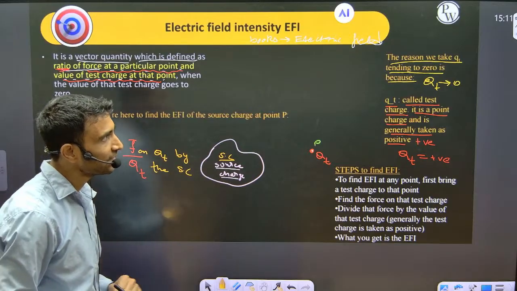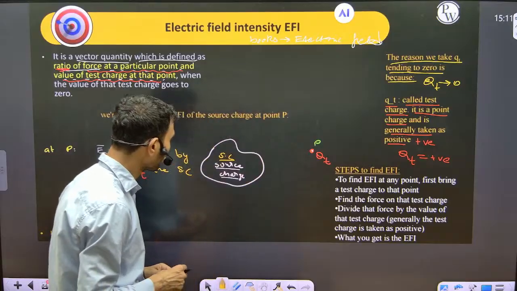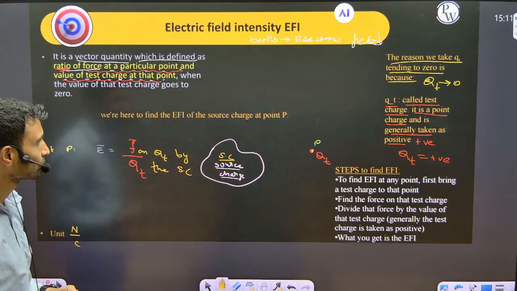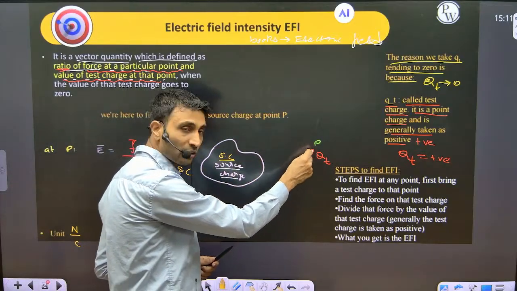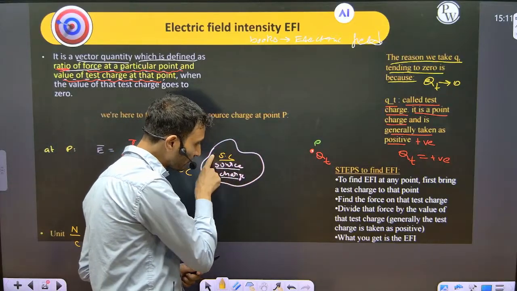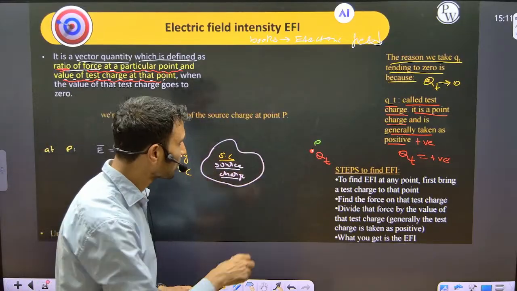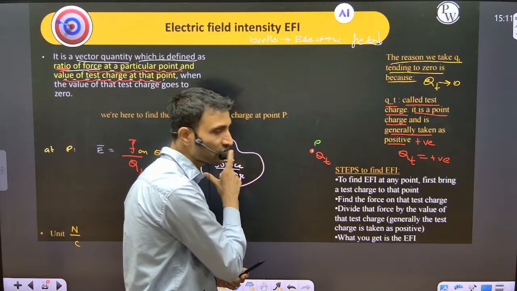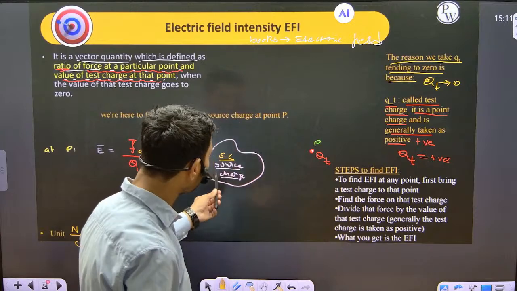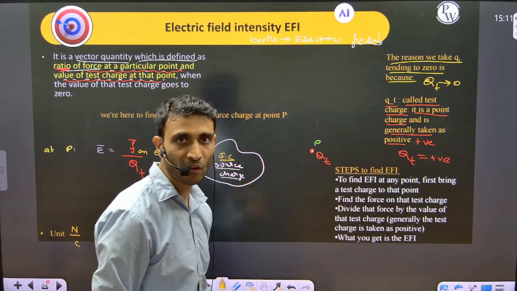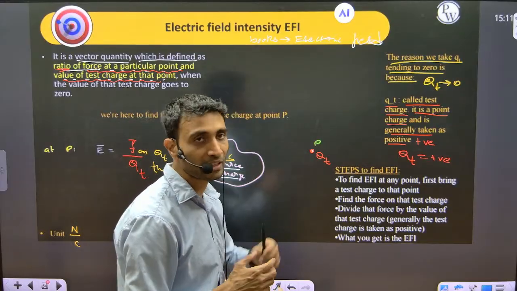Now, why do we take QT tending to 0? What is the reason we take a small test charge? It is because if the test charge is very large and powerful, it will change the source charge. If the test charge is very strong, it will change the source charge. And if it changes the source charge, will I be able to measure the correct electric field, or will I be measuring the wrong electric field? I'll end up measuring the wrong electric field.